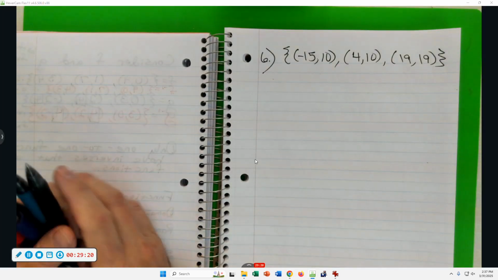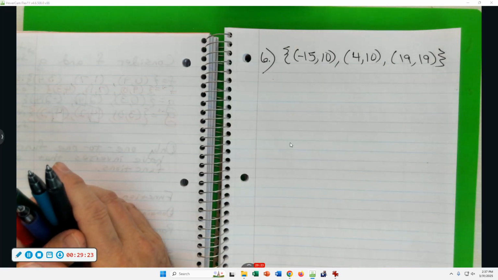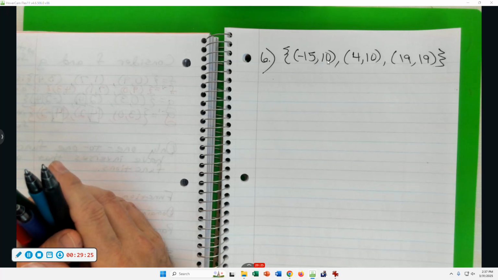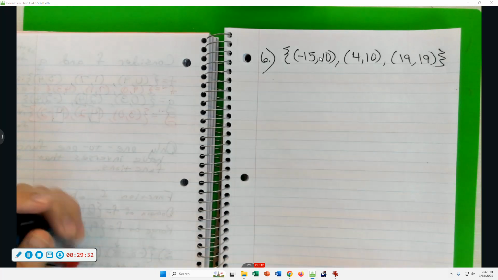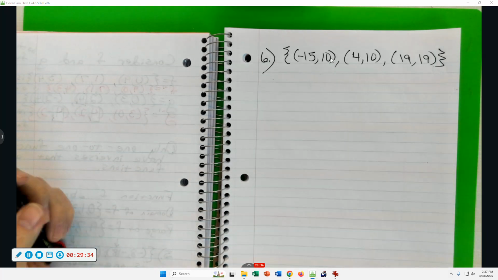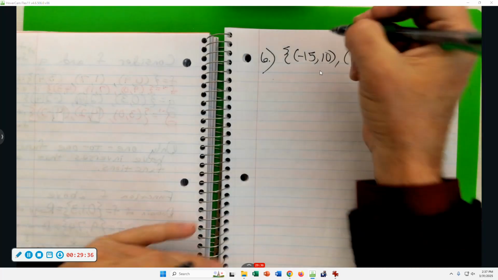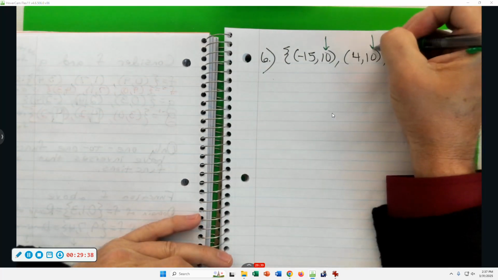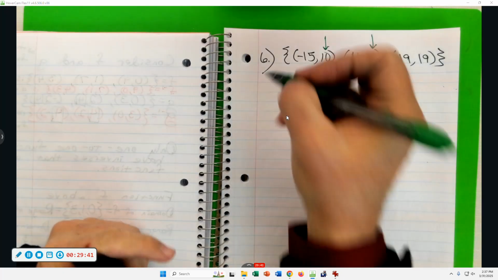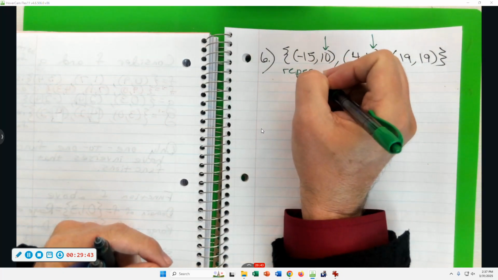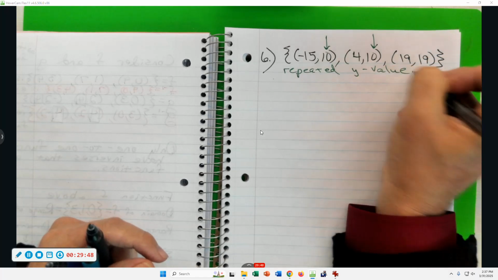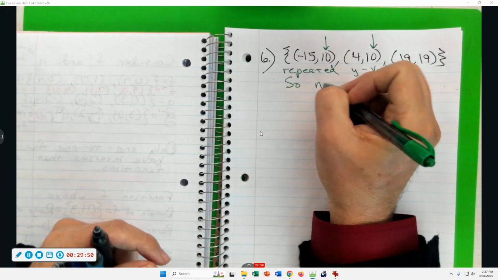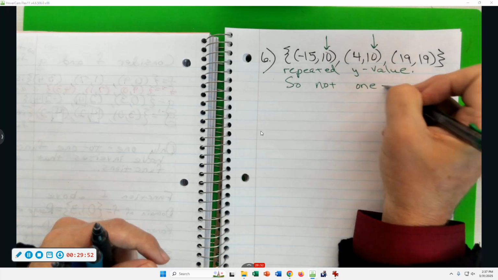Is this one-to-one? Are there any repeated y values? If there are repeated y values, then it is not one-to-one, okay? We have a repeated 10 as a y value. We have a repeated y value, so not one-to-one.